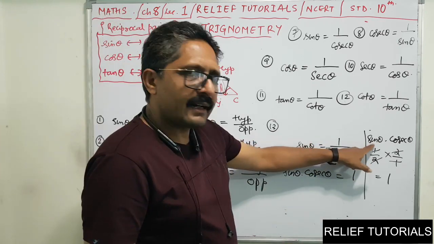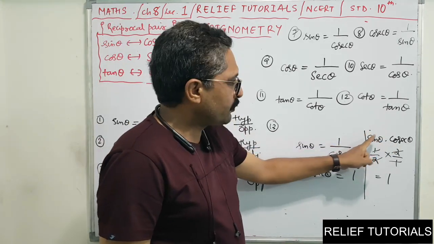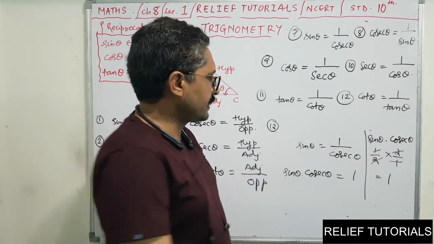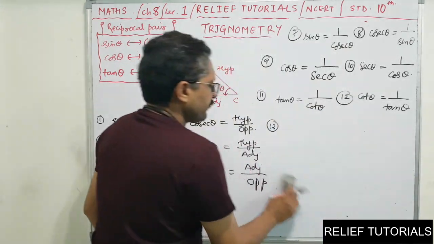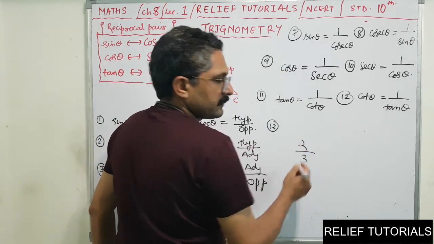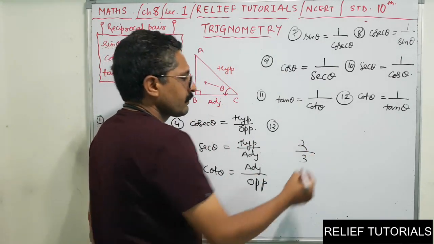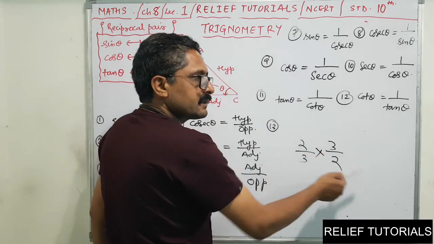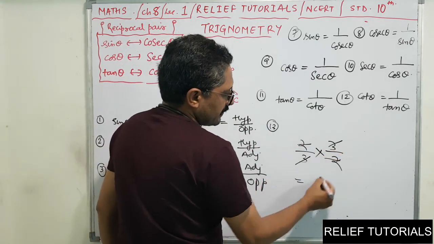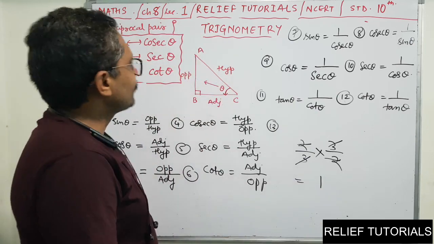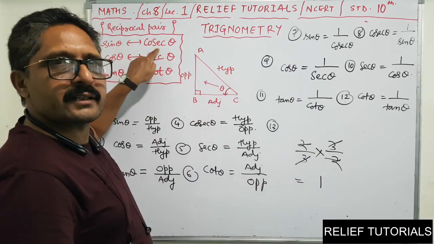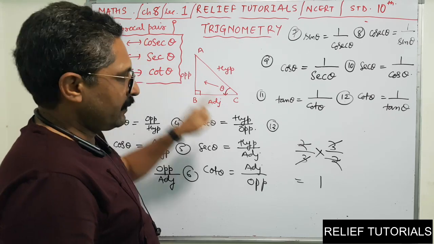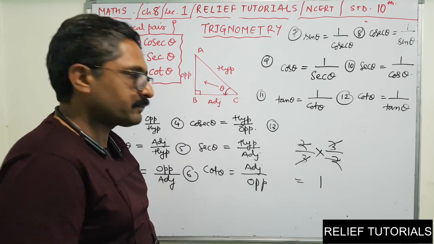So here it is sin, and its reciprocal is cosec. So when you multiply a ratio with its reciprocal, the answer will be 1. See it in other words. If I say any number, 2 by 3, this is the number. What will be its reciprocal? Take 3 by 2. When you multiply a number and its reciprocal, the answer will be 1. So here sin, its reciprocal is cosec. So when you multiply a ratio with its reciprocal, the answer will be 1.